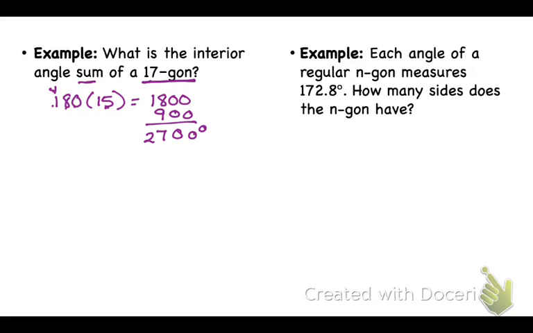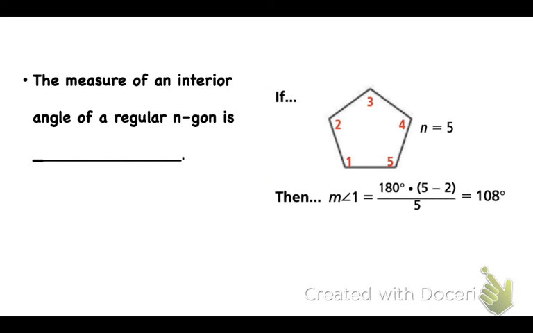Okay, so now we have each angle of a regular n-gon measures 172.8. So that told me what the angle is. It wants to know how many sides I have, doesn't it? So I have to use that formula that we just made backwards. The formula we just had here, right? The 180 times the number of triangles divided by the number of vertices, right? We have to use that backwards.